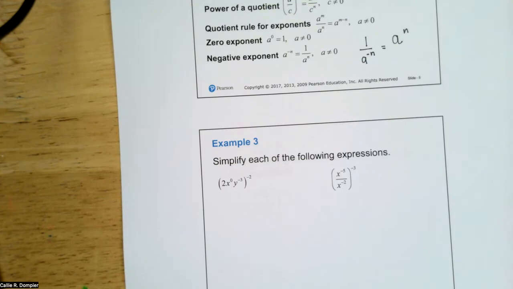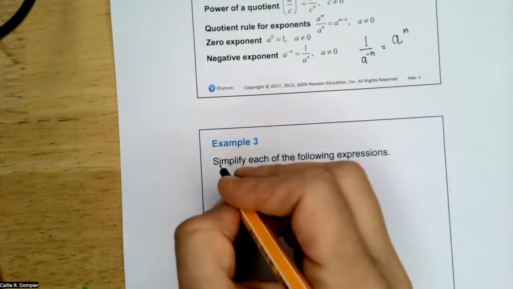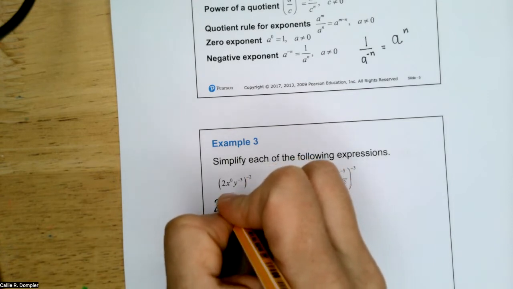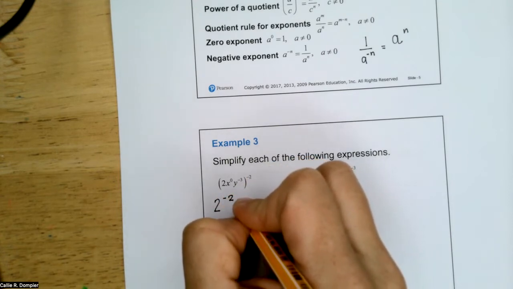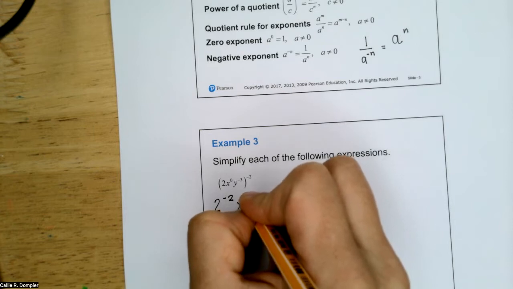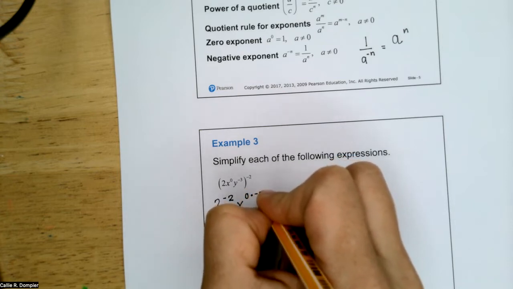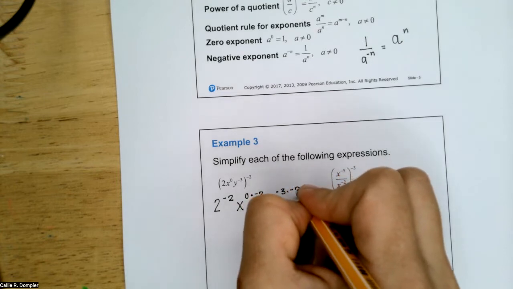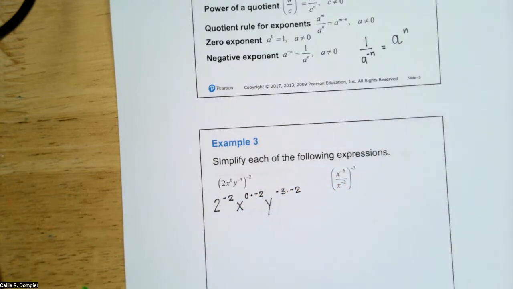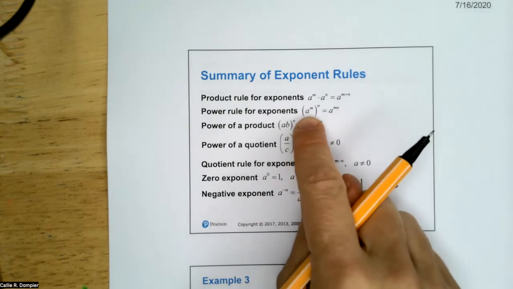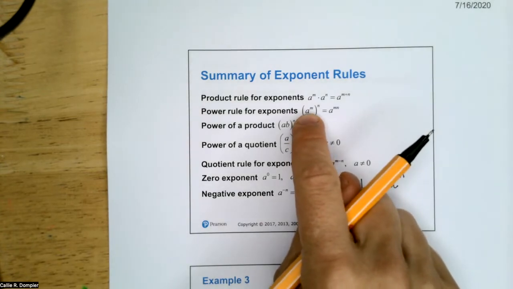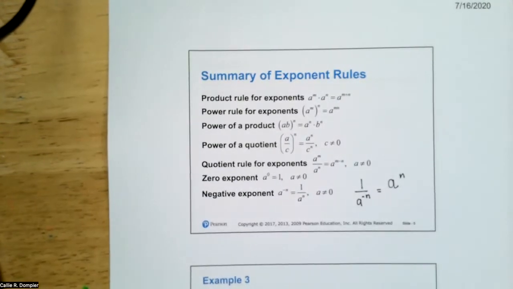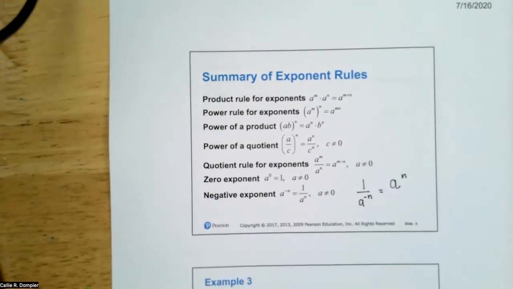Now we're still simplifying, but now I have a -2. So I'm going to take that -2 and apply it to everything. So I have 2 to the power of -2, x to the power of 0 times -2, y to the power of -3 times -2. Good? Because what I'm doing is I'm applying this rule where if you have exponents inside and outside of the parentheses, you're going to multiply those together.